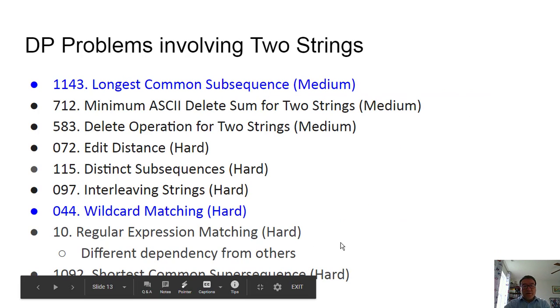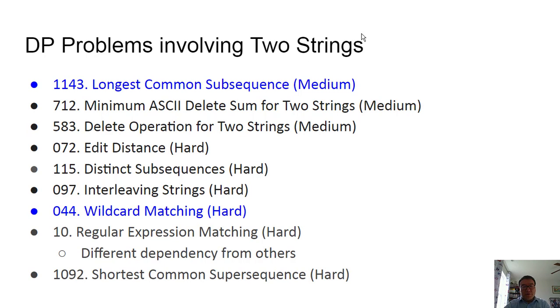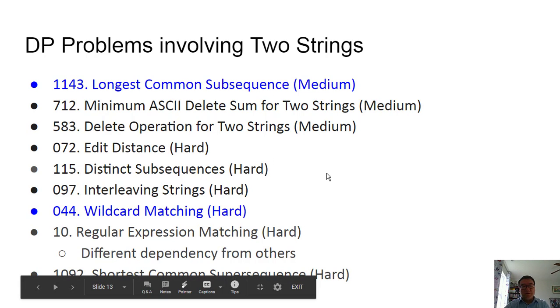So these are the DP problems involving two strings that I found. There are probably some new problems now, because I only went to 1100. I think I collected the list maybe a year and a half ago. So we talk about these two example problems, and there are several others that you can try.